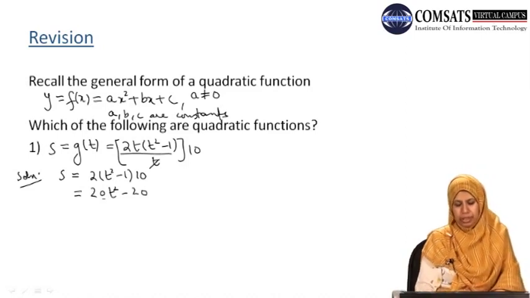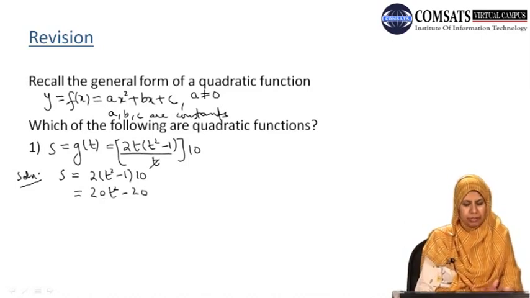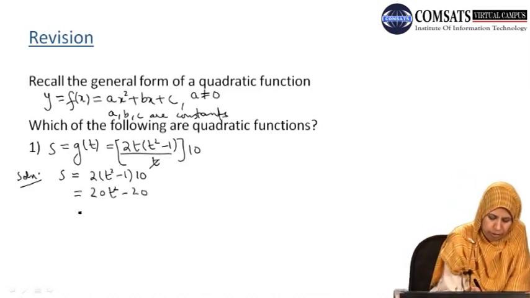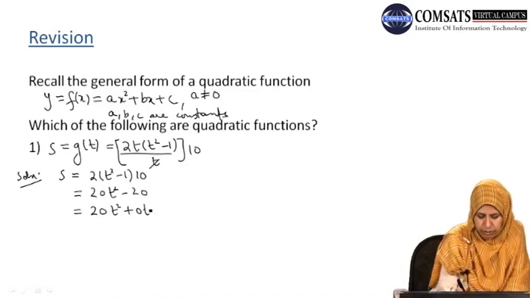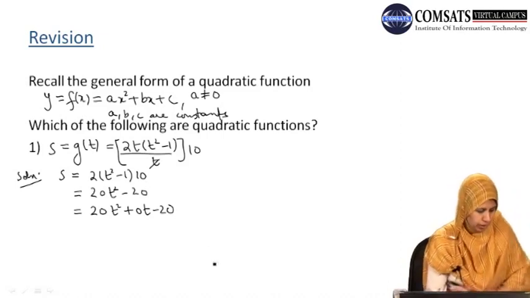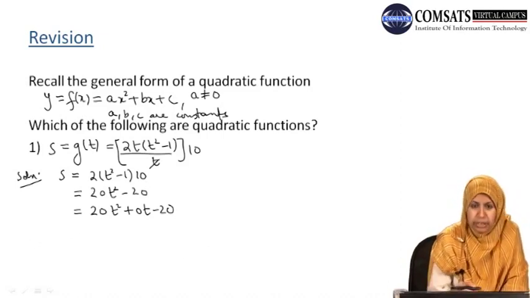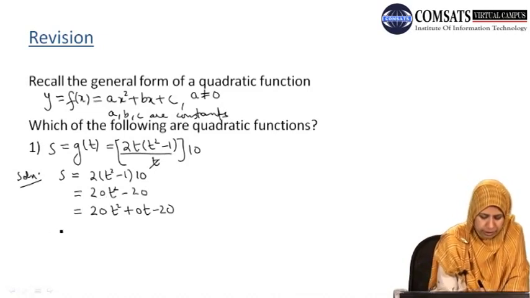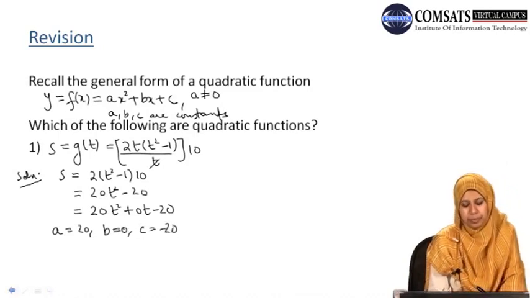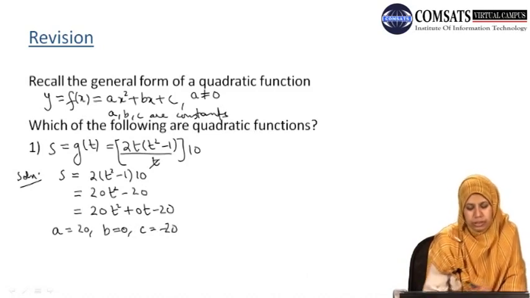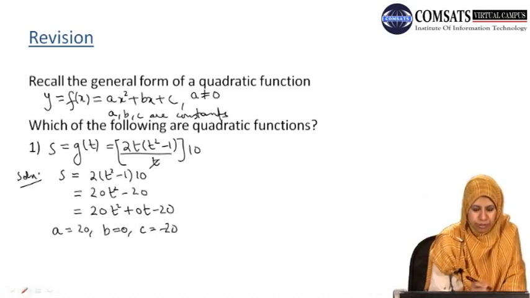So initially the given function does not look like a quadratic function, but after simplifying, we can also write this as 20t square plus 0 into t minus 20, and comparing this with the general form, we obtain that a equals 20, b is 0 and c is minus 20. The conclusion is that the given function is a quadratic function because a is different from 0.